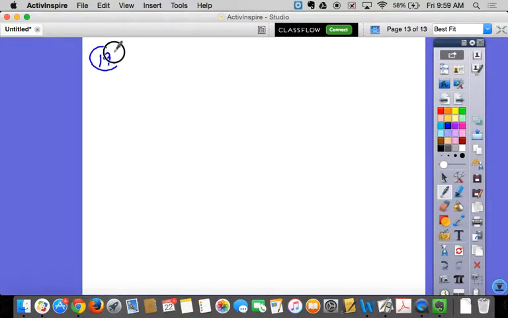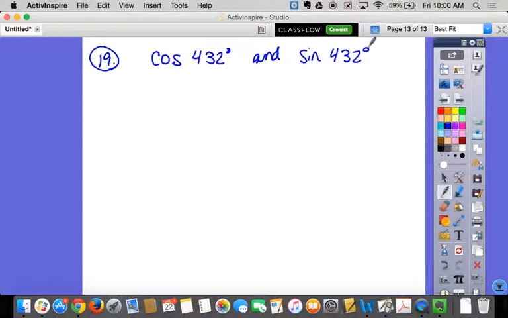Okay. 19's not hard, it just looks a little funky. So cosine 432 and sine 432. Now what they want you to do with that, it says give the signs of the trigonometric functions. And it's just like English class. You want to keep it in the same order. So when they're looking at the answer options, that first sign goes with cosine and the second goes with sine.